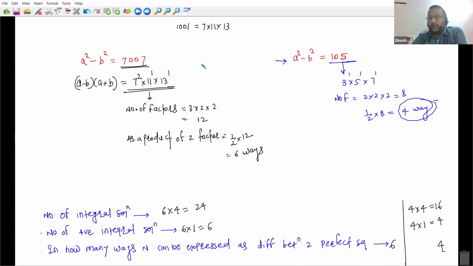So this is how we can solve the question when a square minus b square is equal to an odd number. Okay. Now what happens when it is an even number? Why do we need to separate the methods for odd and for even? Let's have a look at it, everyone.